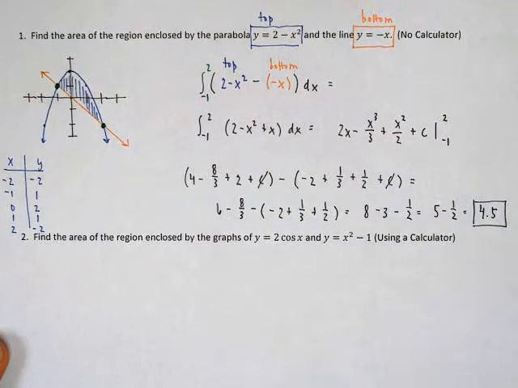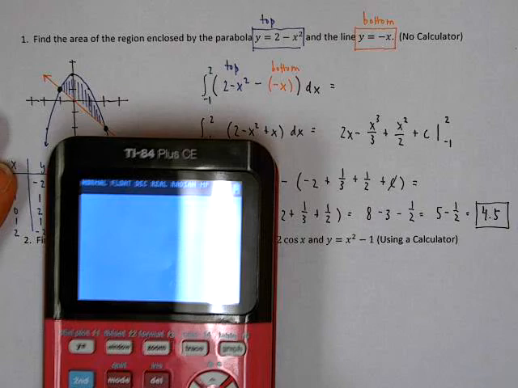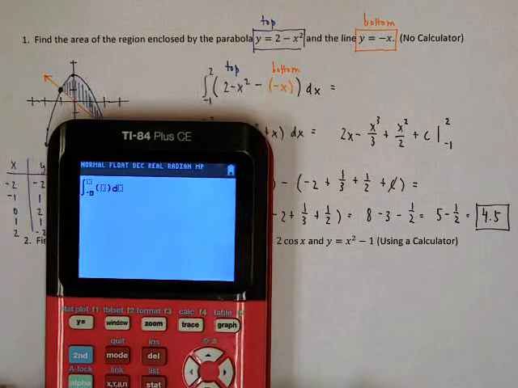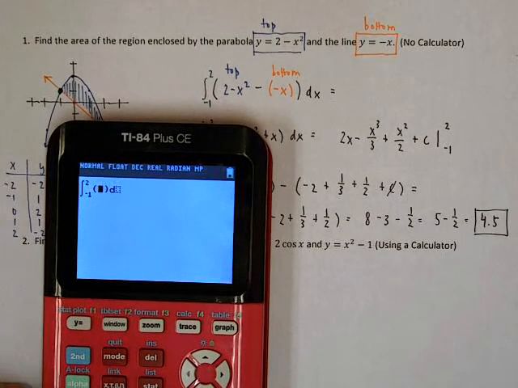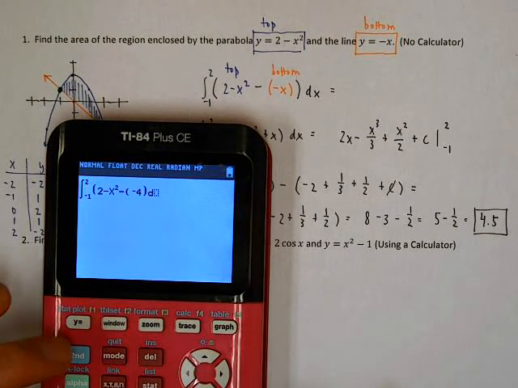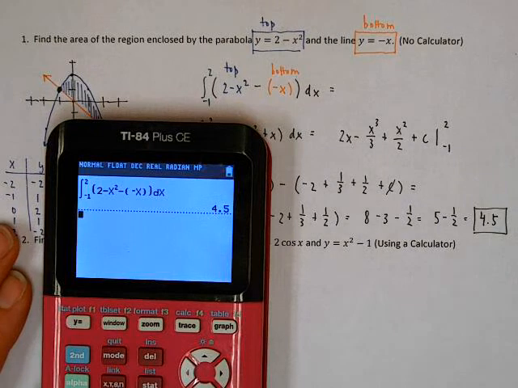Now, obviously this was a no calculator question, but I would highly recommend checking it with your calculator once you're done to make sure you've done it correctly. So just as a reminder, we're going to go math 9. I've got from -1 to 2 of 2 minus x squared minus a negative x dx, and I get 4.5, so I know I'm correct.